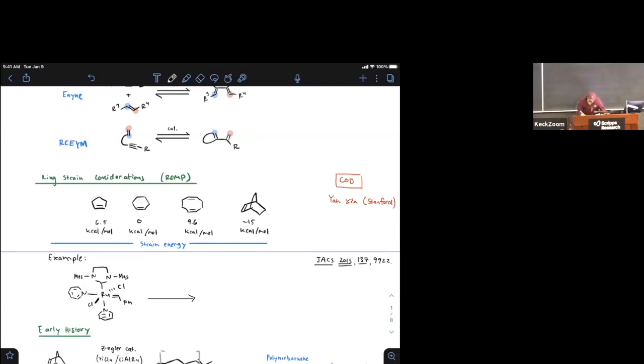Cyclopropene. Beautiful. And that would be reasonable to propose. It turns out you have a ton of strain here, no problem there, 54 kcal per mole.